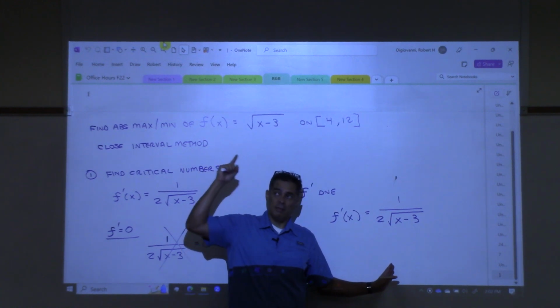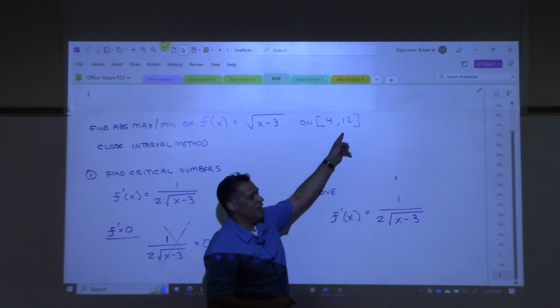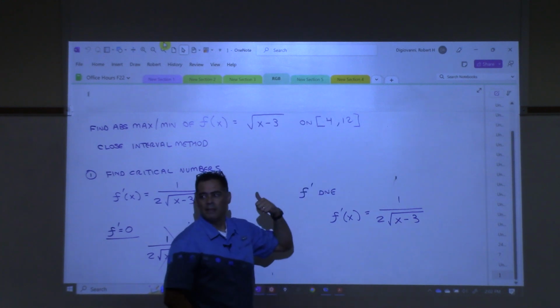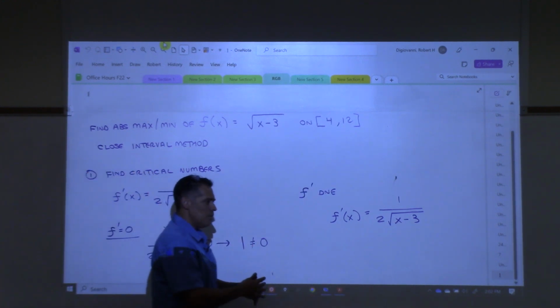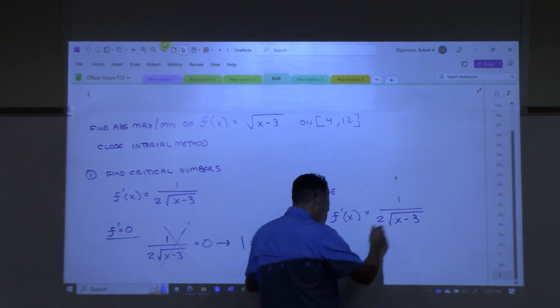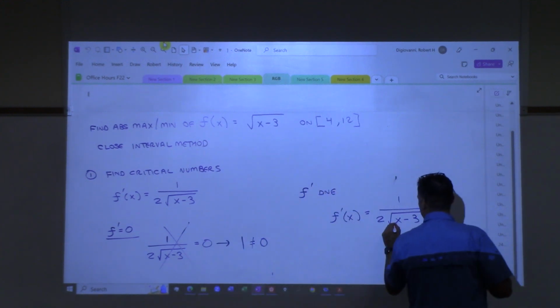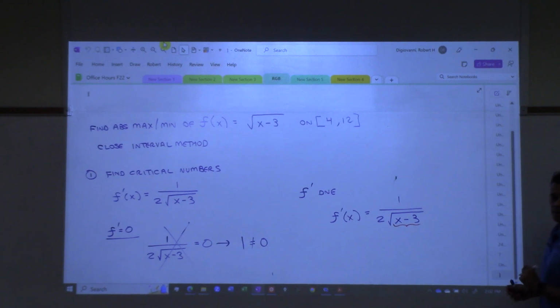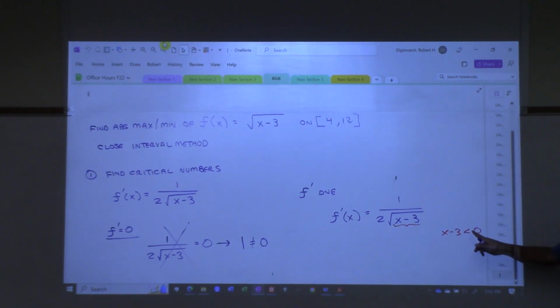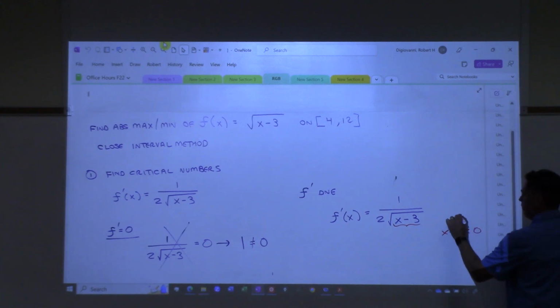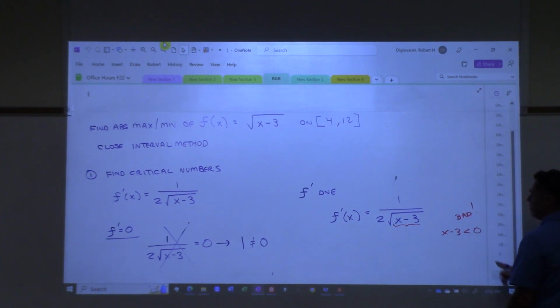But, oh, it's not in the domain. So you don't need to consider 3. The only other thing that would cause a problem here is if this was negative. Imagine that this thing was negative, then you'd have a problem with the square root. If that x minus 3 was ever negative, you would have an issue. That would be a bad situation, if this under here was ever a negative number.